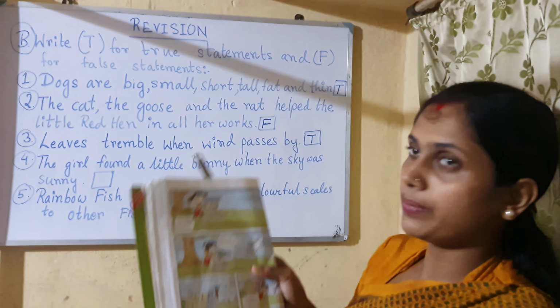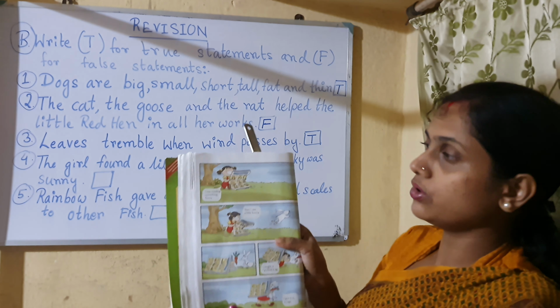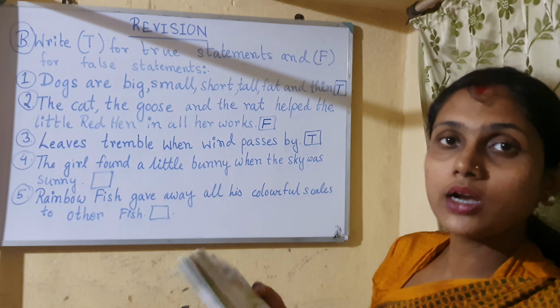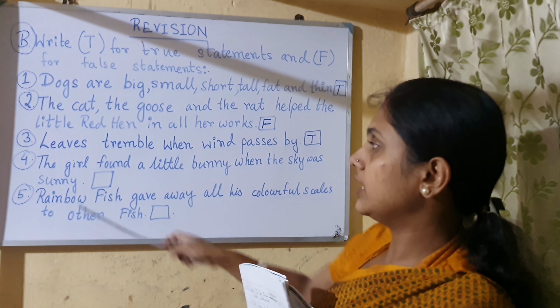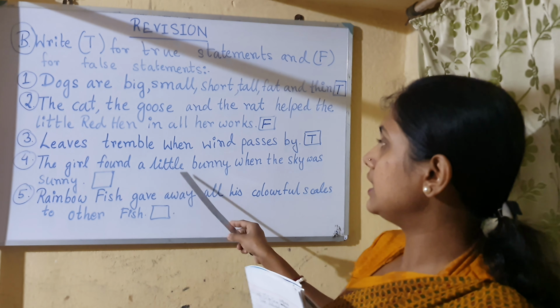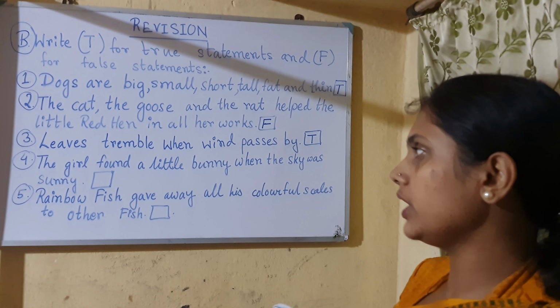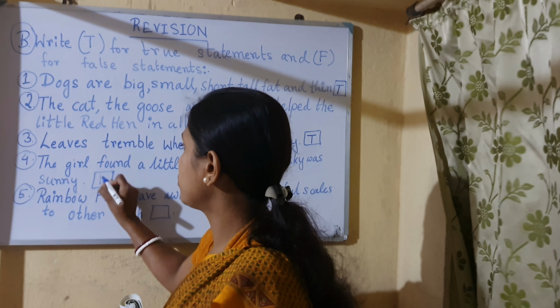So this is the picture, you know. See, it is written here: I was reading something funny, then I saw a little bunny. But what question did I give here? The girl found a little bunny when the sky was sunny. So it is false. So what you will write? F. Okay. So write F.